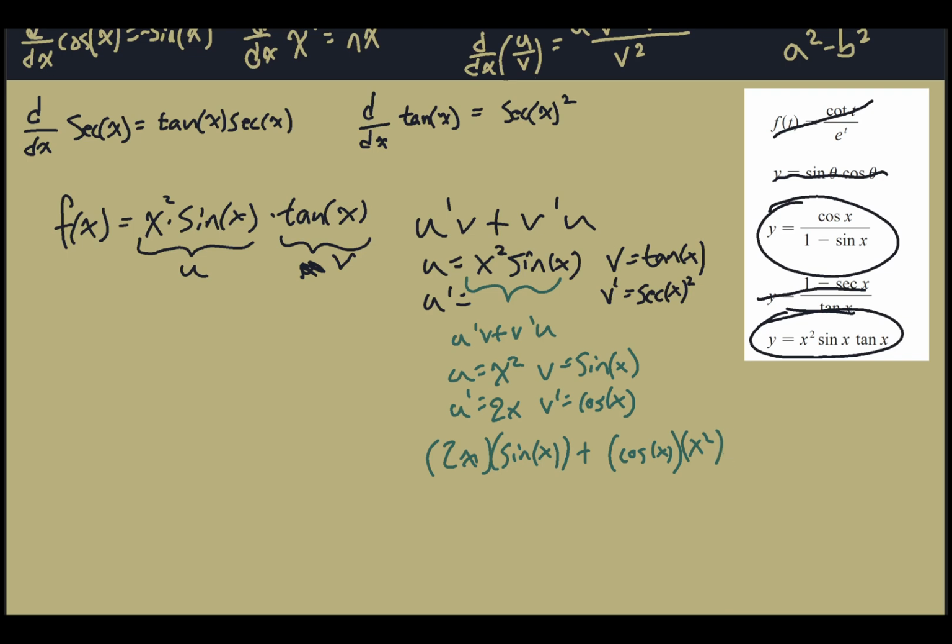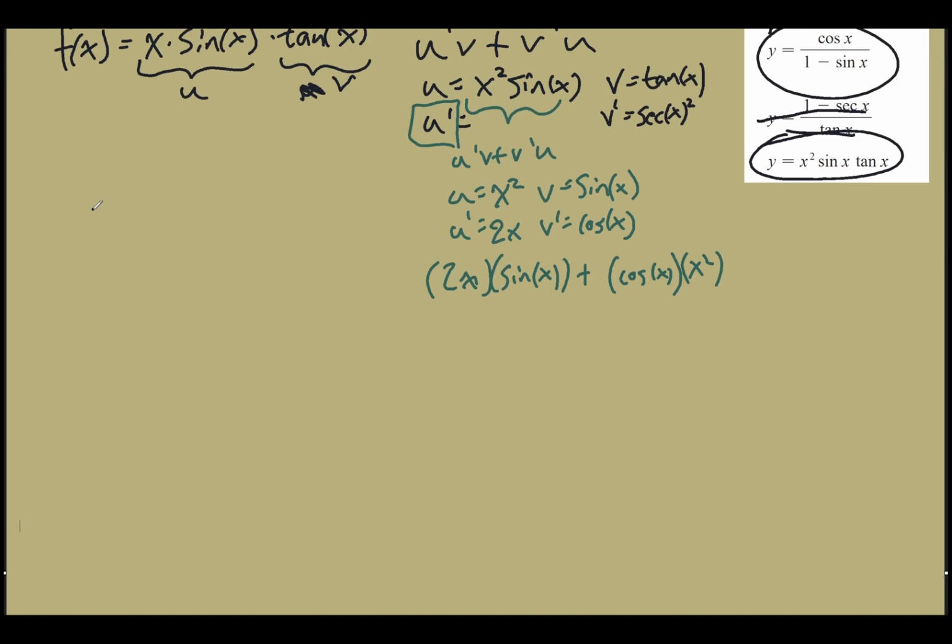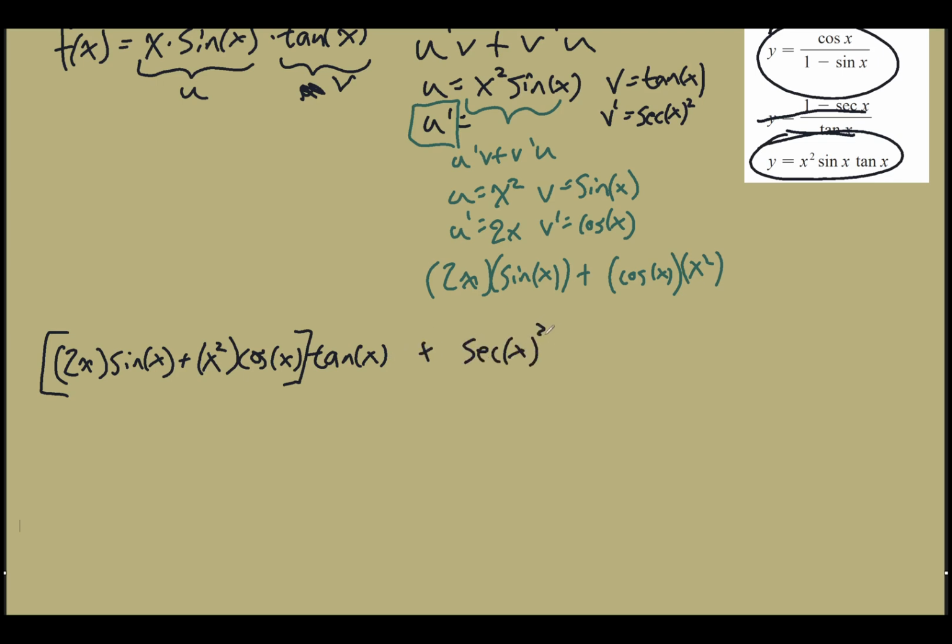That will be this u prime here. So to do our full product rule, I guess we can come over on this side a little bit. Well, let's just come down a little ways, might be better. Is u prime v plus v prime u. We've done it a lot of times now. It's just uglier this time. 2x sine x plus x squared cosine x. That's our u prime times tangent of x plus our v prime secant squared and u. So it'd be x squared sine x.